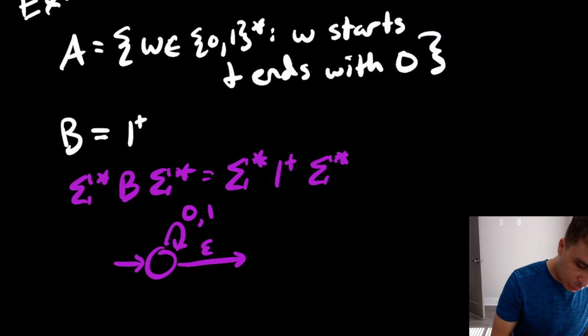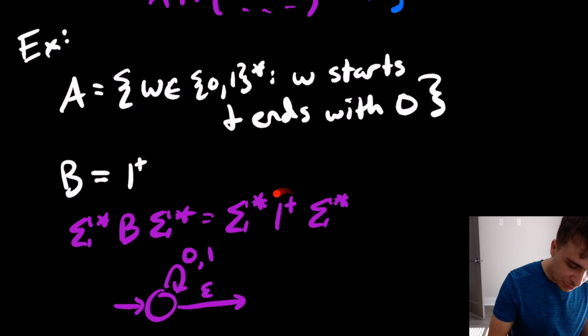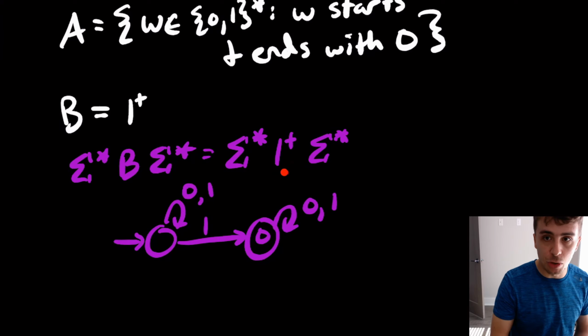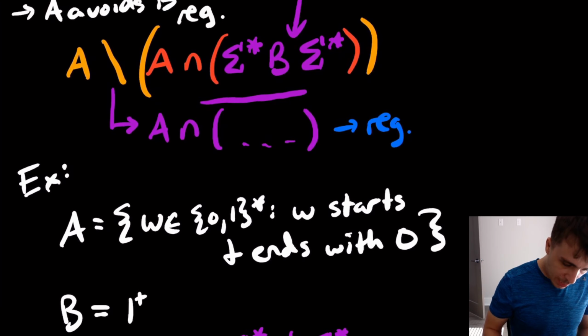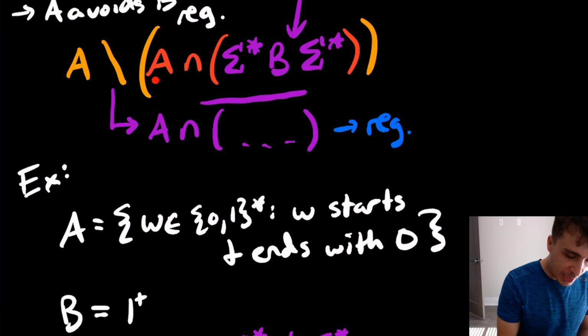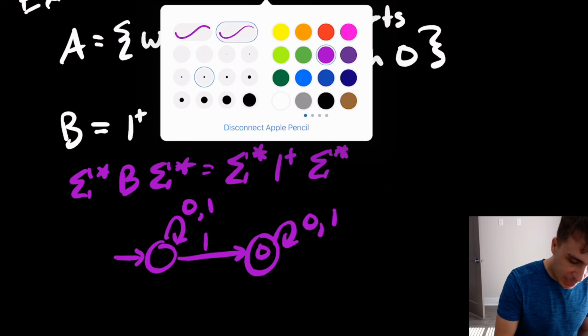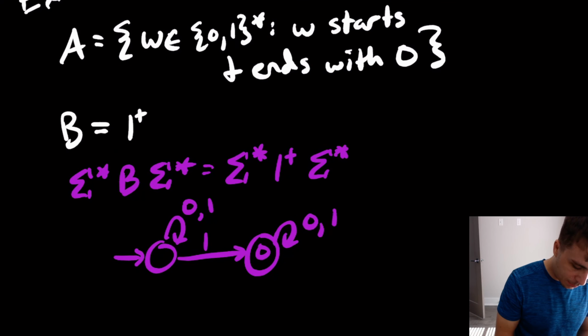To satisfy the 1 plus, I'm going to have a 1 right here. So this is just a really simple machine; it just means that the string happens to contain a 1. Okay, so now let's carry this out. We also need to make a machine for A, so I'm going to make a DFA for it.